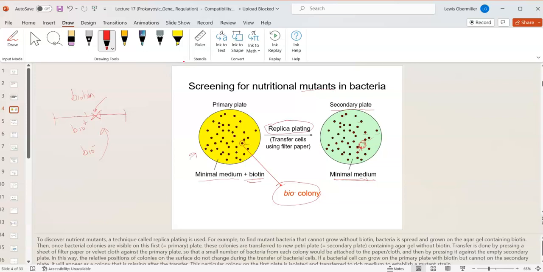We can take a sample of this one, and then we can do our genetics on it, right? We can find out where the mutation is in this biotin gene, where our transposon jumped into it, what pathway this gene is involved in, whether there are other pathways that it can go around, and so on and so forth. So that's how we start studying bacterial genetics, and it's done using this replica plating technique. All right.